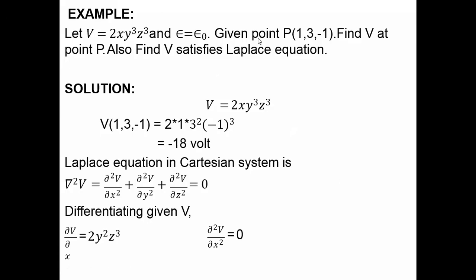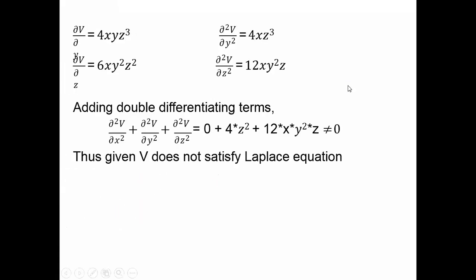So if I put these three values here, the first one was 0, fine, but the other two are not 0, and both are positive. So 0 plus positive will not be equal to 0. So this does not satisfy the Laplace equation. Am I clear? Yes, sir. No doubt in this question? No.